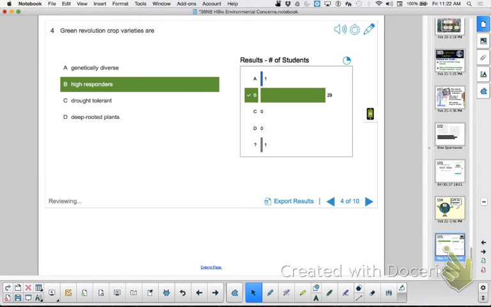Green Revolution crop varieties, are they genetically diverse? No.